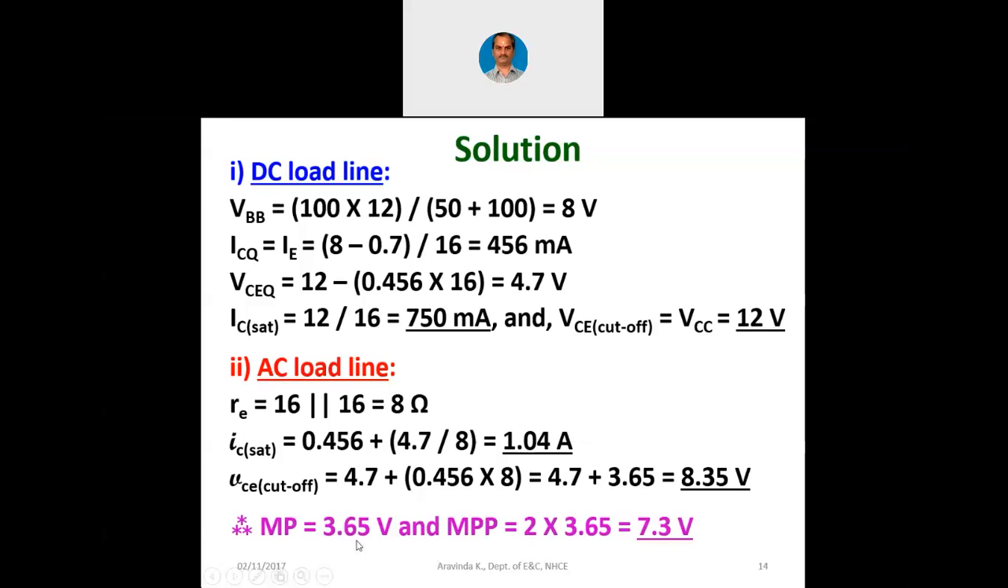That is where the AC load line has an end point, right? So the maximum peak to peak voltage is 2 into 3.65, which is around 7.3 volts. You can look at this. Even though we have supply voltage from 0 to 12 volts, the faithful peak to peak voltage which we get from this power amplifier is only 7.3 volts. If at all the output voltage exceeds 7.3 volts, then we will have clipping and unfaithful amplification.